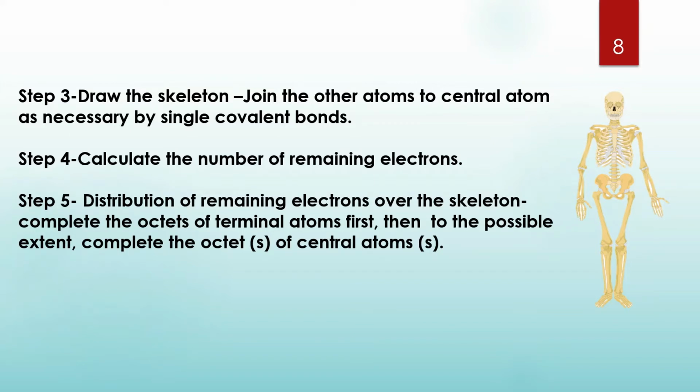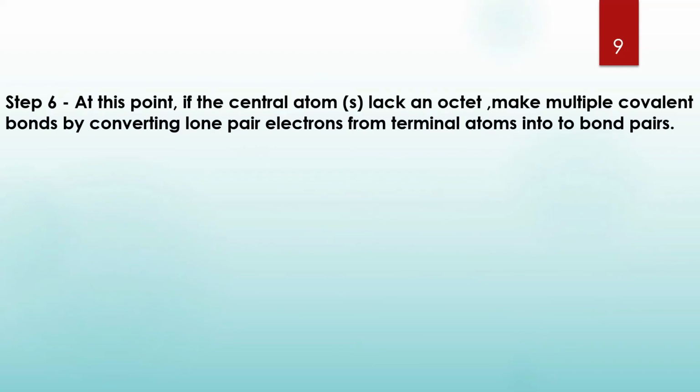Step 5. Distribute the remaining electrons over the skeleton and complete the octets of terminal atoms first. Then, to the possible extent, complete the octets of central atoms. First you complete the octet for the terminal atoms and finish adding all the remaining electrons. And then if it's possible, you can form bonds and complete the octet of the central atom. Step 6. If the central atom lacks an octet, make multiple covalent bonds by connecting lone pair electrons from terminal atoms into bond pairs.